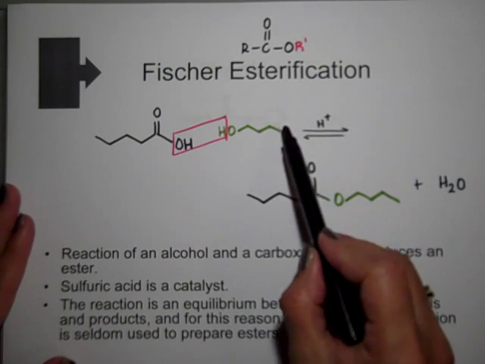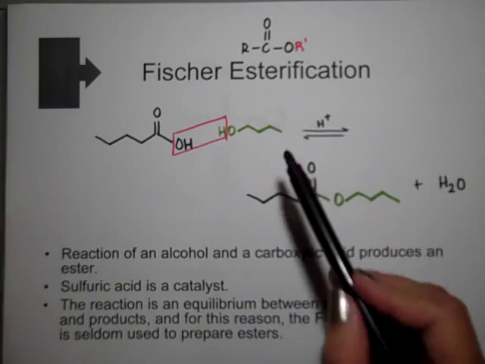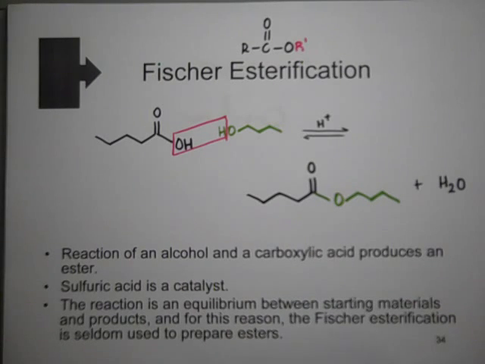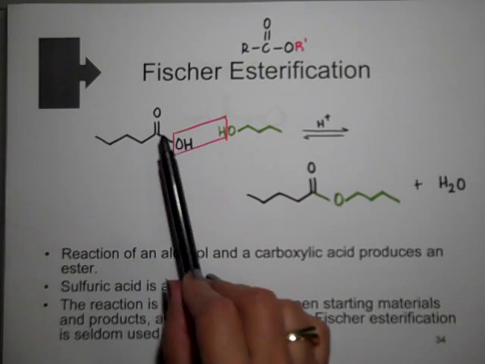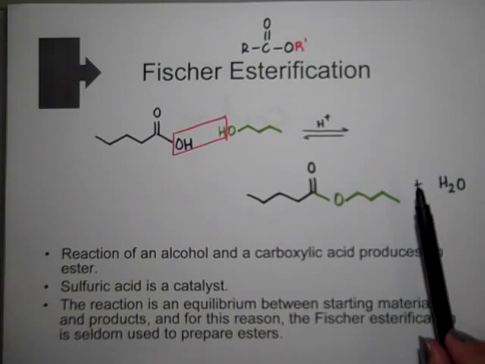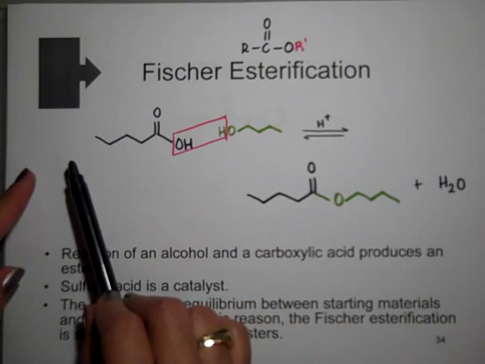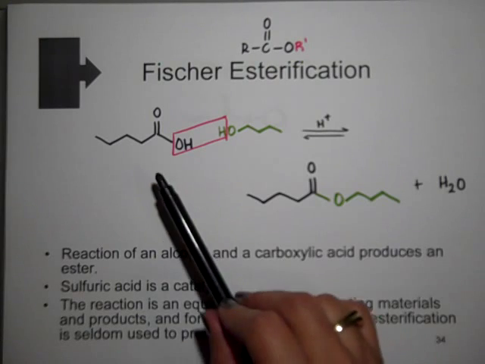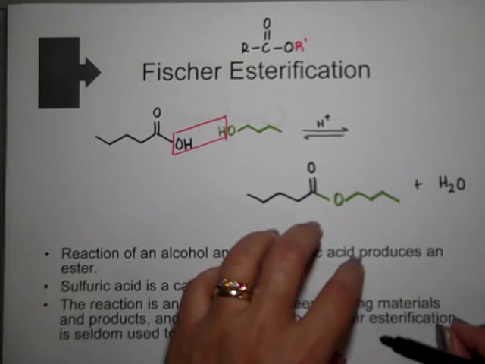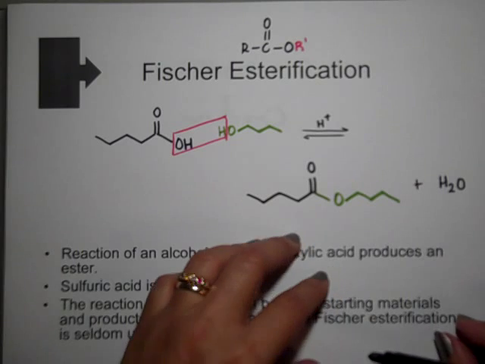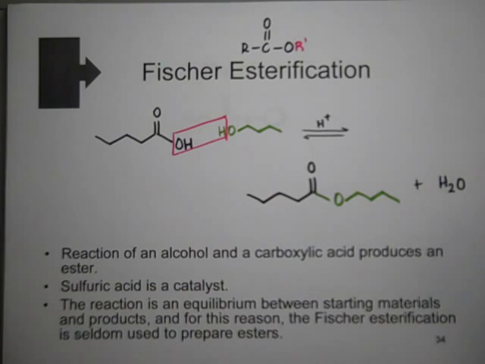Now here's the problem with the Fischer esterification reaction. It's an equilibrium. And if you have an equilibrium, that means that the reaction can go forward, forming your product, or it can go backwards, forming your starting materials. So it's not a reaction that will give you 100% of your product. So it's not considered to be a good reaction.